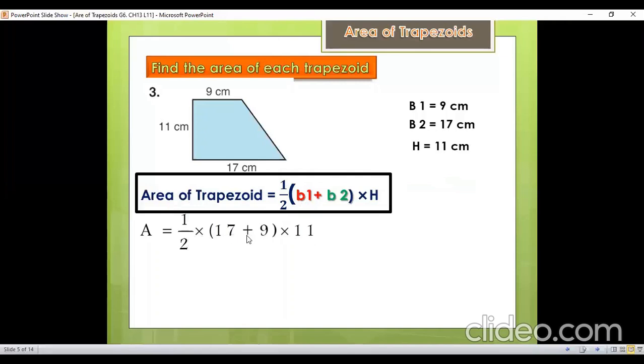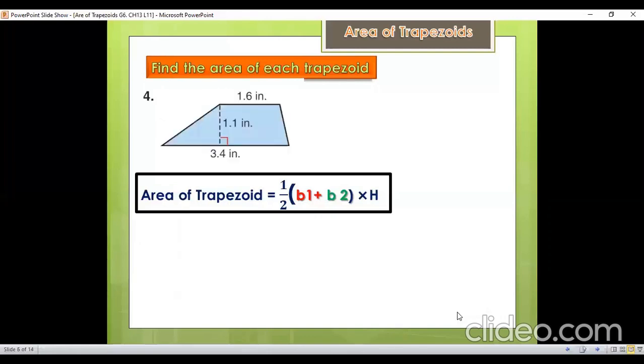Then 17 plus 9. Calculate it first, as it is in the brackets. Then half multiply 26 multiply 11. Is it easy to find half of 26 or half of 11? Half of 26 is 13. Then the answer is 13 multiply 11. 13 multiply 11 equals 143 square meters. Number four.